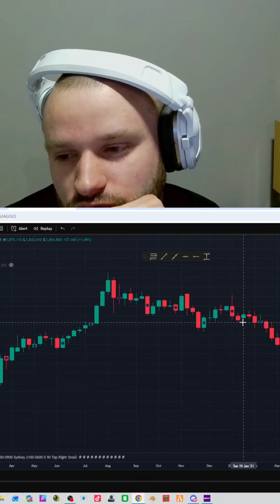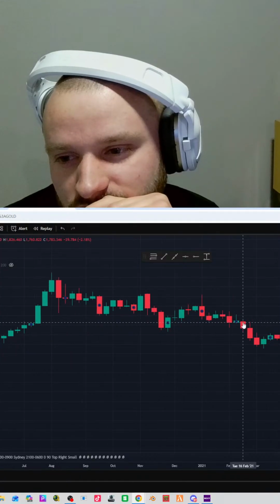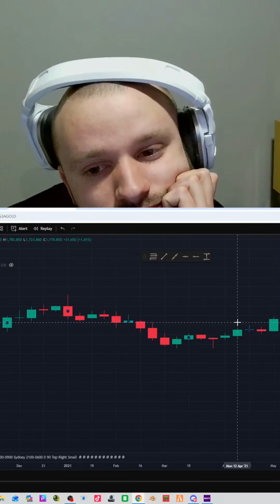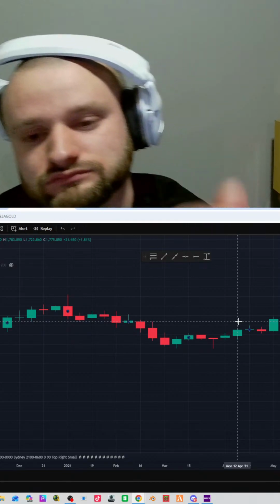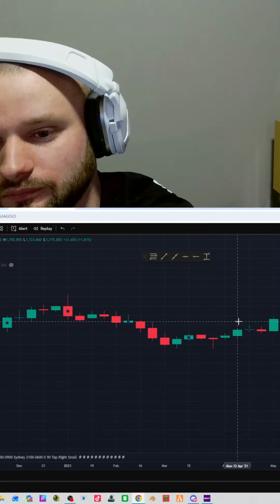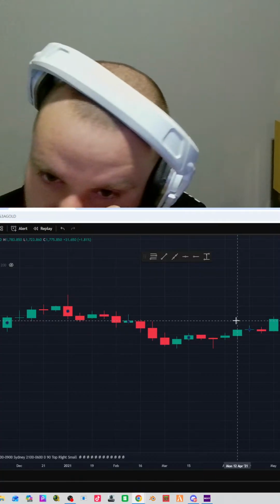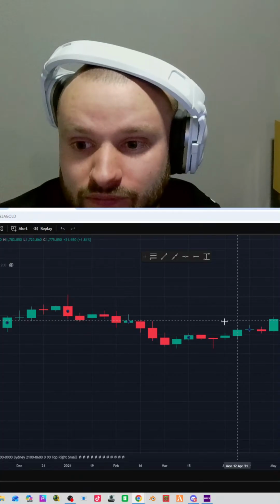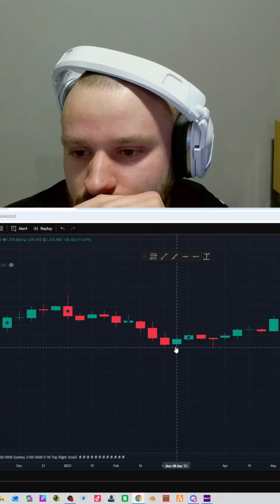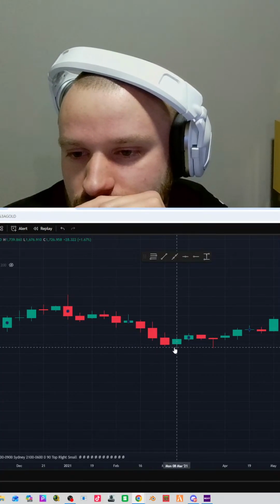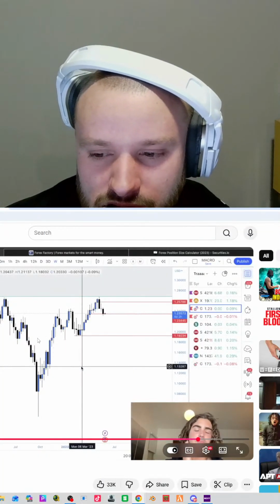Oh, here's a really close one. Move down, then move up. Move down, then move up. Broke structure a little bit, then dropped a little bit. Move down, then move up. Trend never broke.